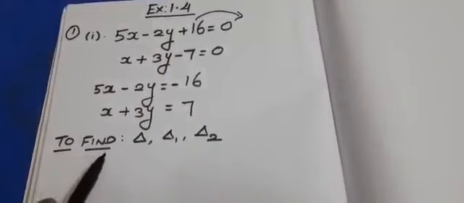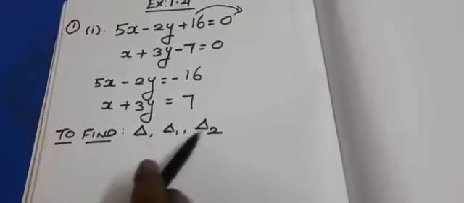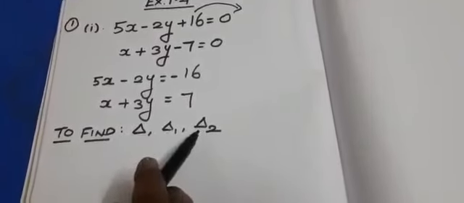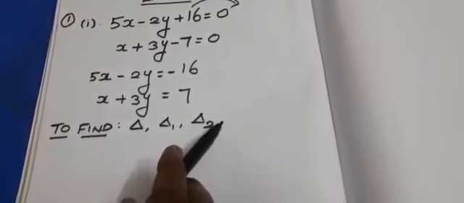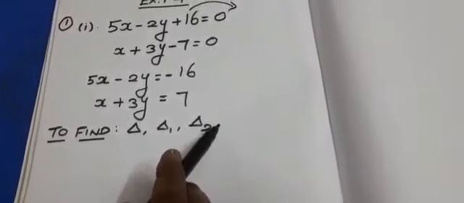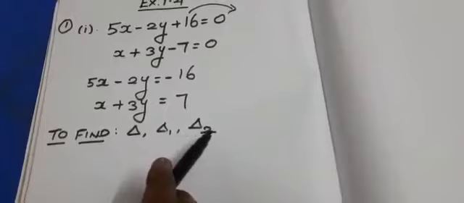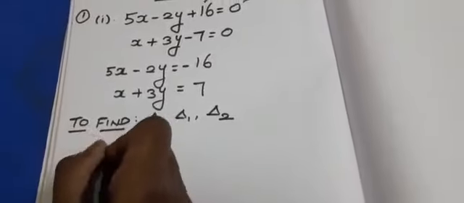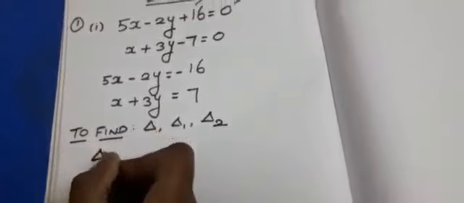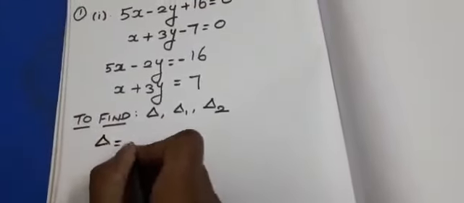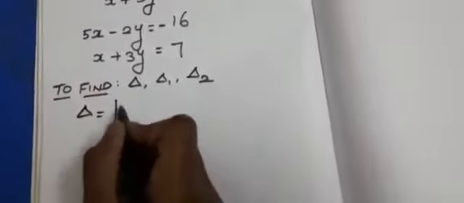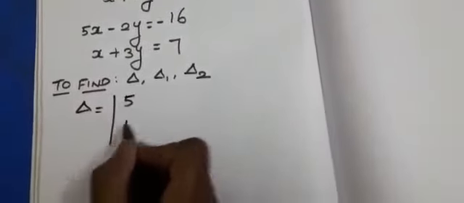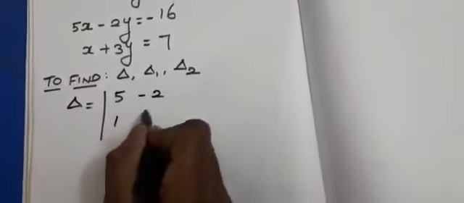Next I am going to find delta, delta 1, delta 2. In this case, I am not going to find delta 3 because I do not have the variable z. So how to find delta 1? Before that, first I am going to find delta. Delta is equal to the determinant 5, 1, minus 2, 3.